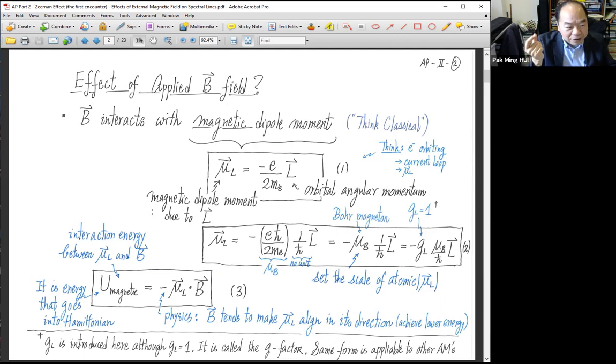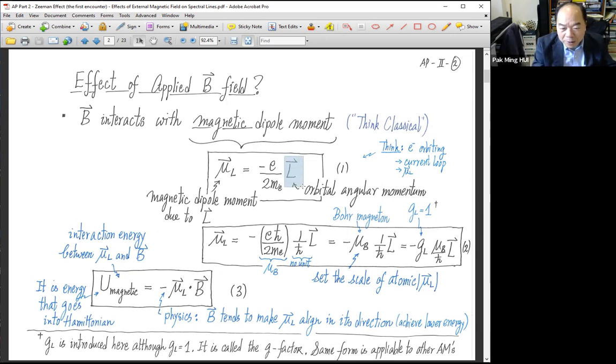When you do quantum mechanics, you need to write down the Hamiltonian. One easy way is think classical first. What do I mean by that? Go to your classical physics knowledge and think about what is the effect if you have a magnetic dipole moment due to orbital motion in the presence of an external B field. You look up your Griffiths, chapter 5, chapter 6 on magnetic effect. So here I start the discussion based on that.